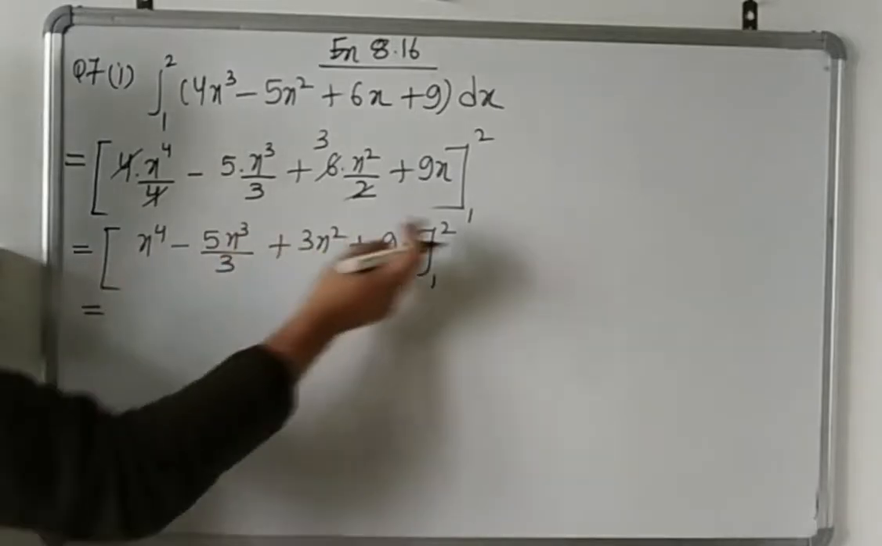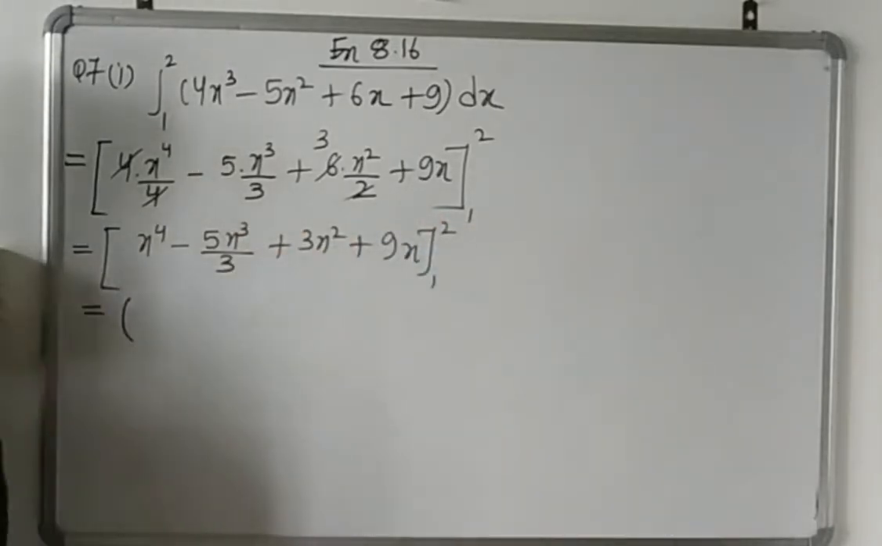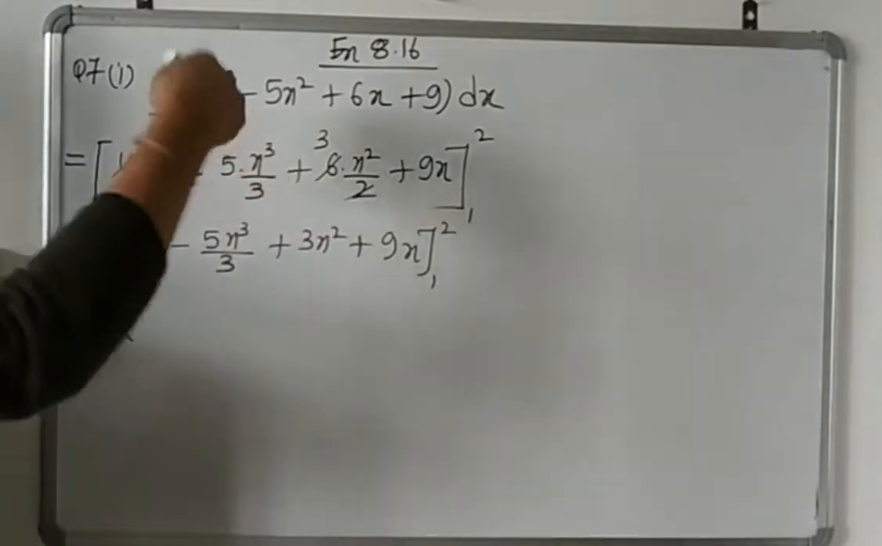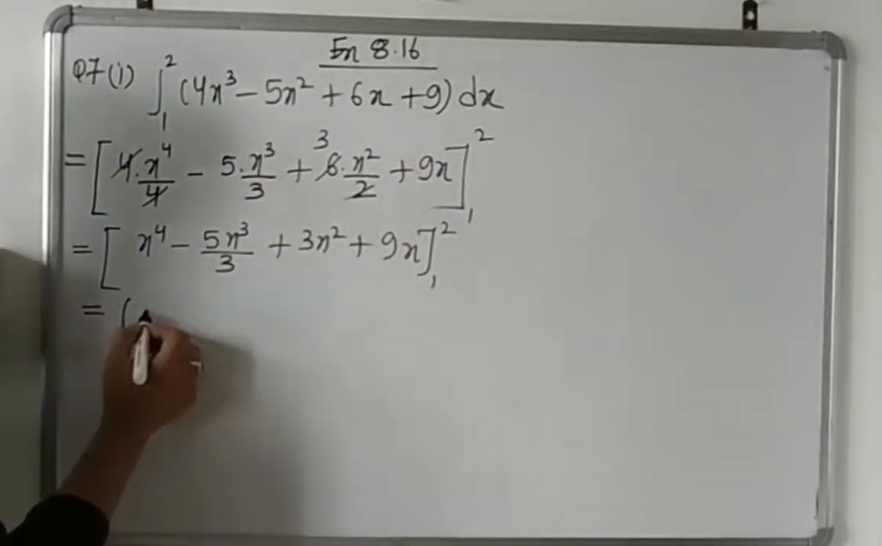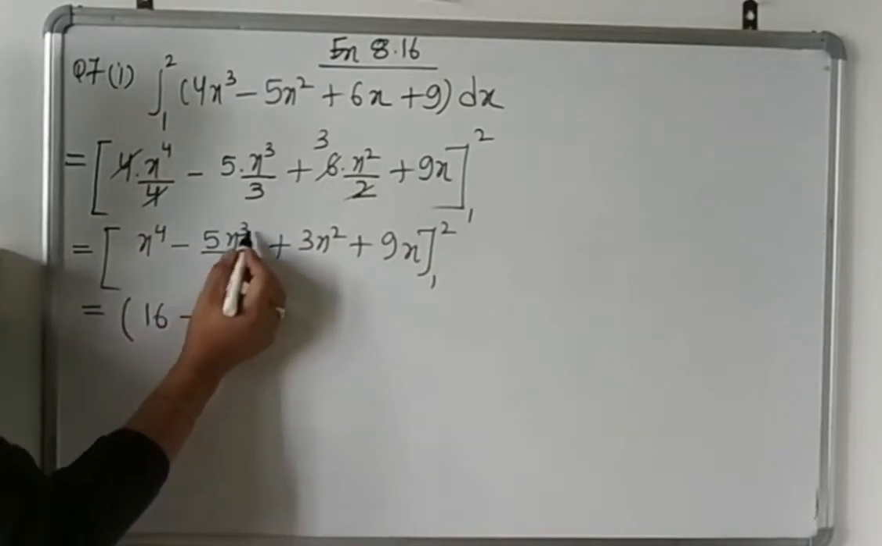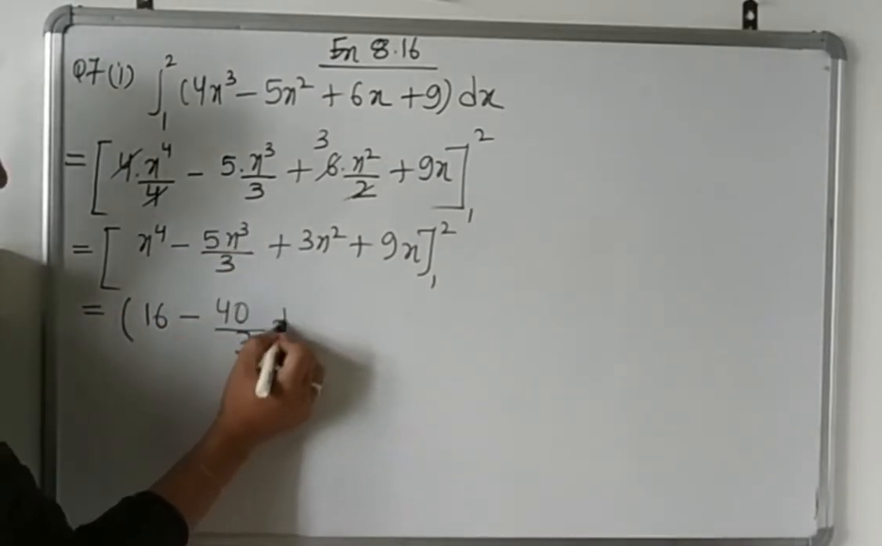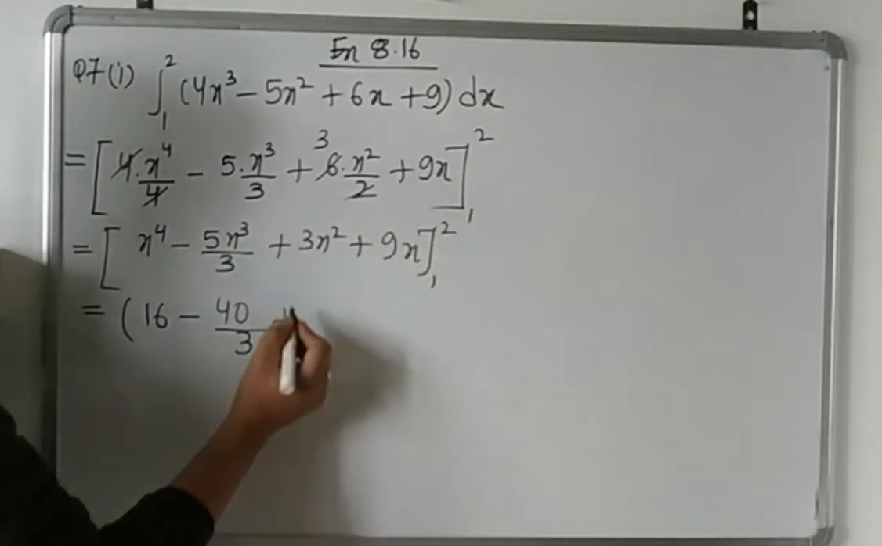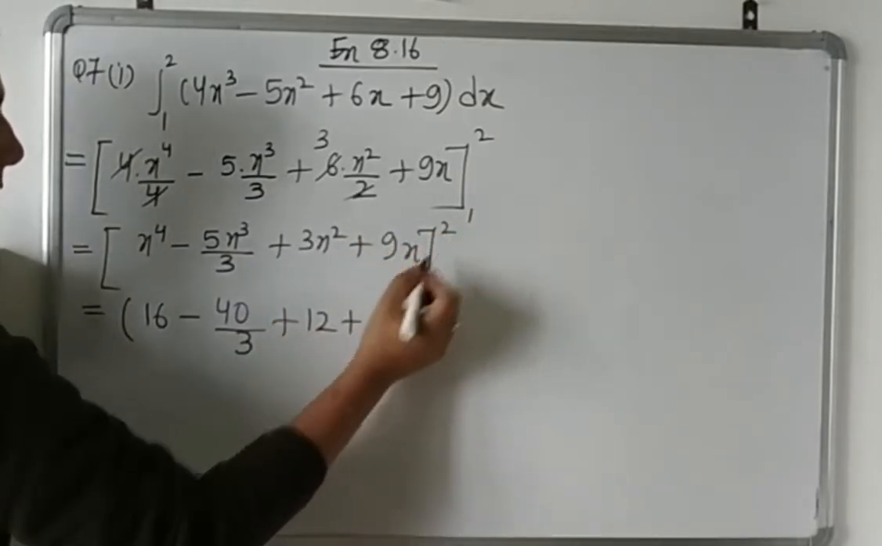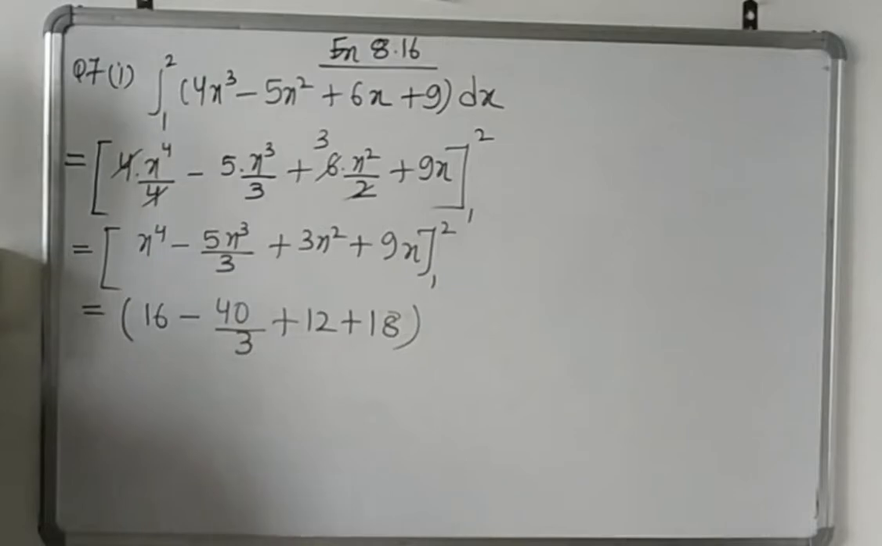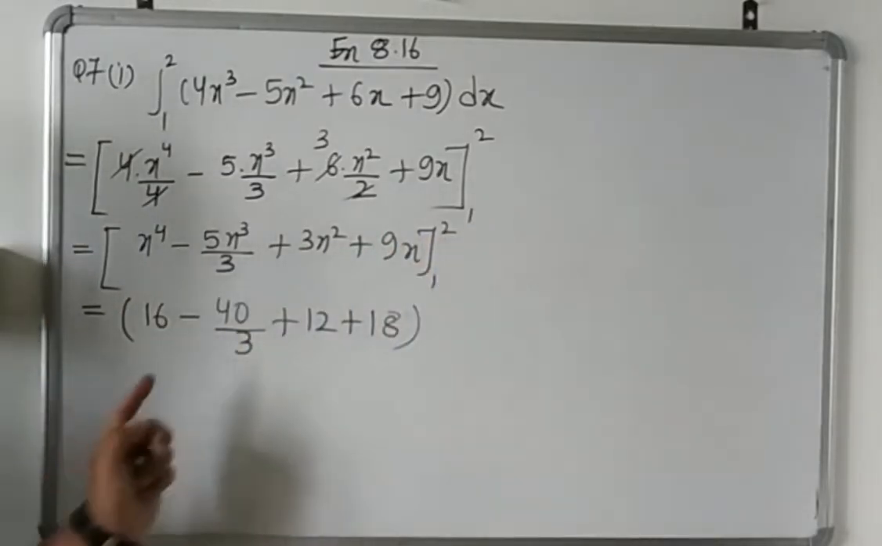So therefore I am putting 2 first. So 2 to the power 4, 2 into 2 into 2 into 2, is 16. So 16 minus 2 cube is 8, 5 8s are 40, by 3, plus 3, 2 2s are 4, 4 3s are 12, and plus 9 2s are 18. So this is what I get when I put the upper limit.